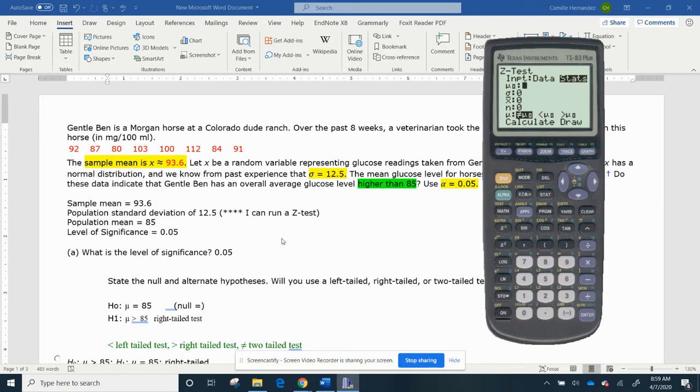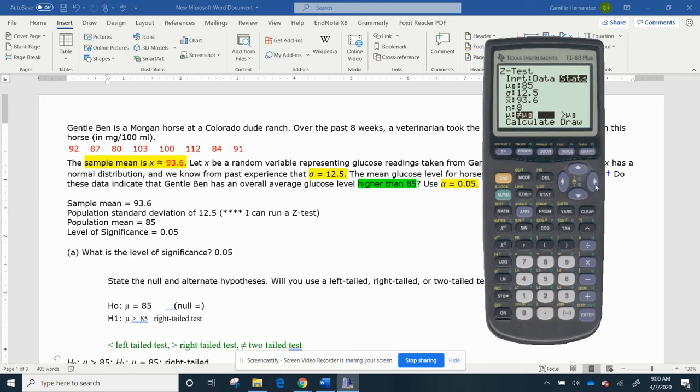Okay, what's my population mean? 85. What's my population standard deviation? 12.5. What's my sample mean? 93.6. And what's my n? So I'm going to count this. 1, 2, 3, 4, 5, 6, 7, 8. And it's here too, 8 weeks. Okay. This down here is looking for your alternative. So what was the sign of my alternative? It was the greater than, and I see it down here.